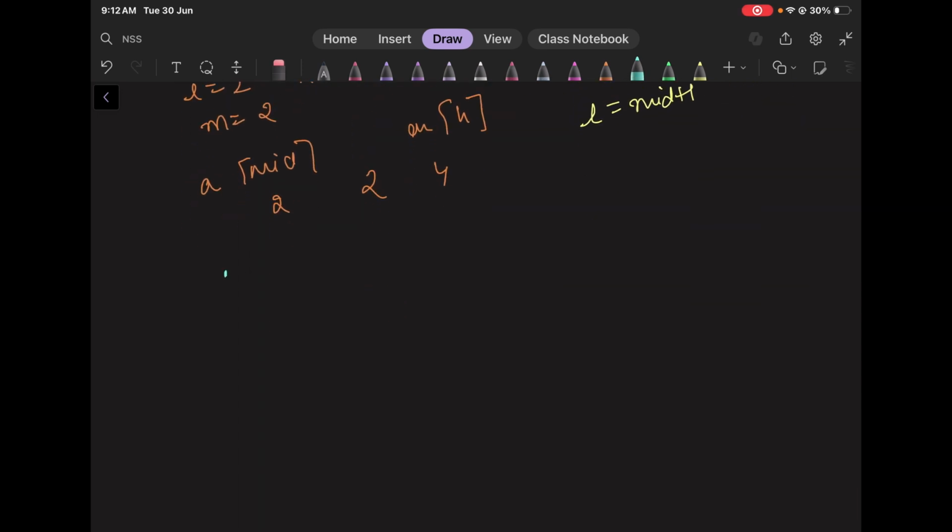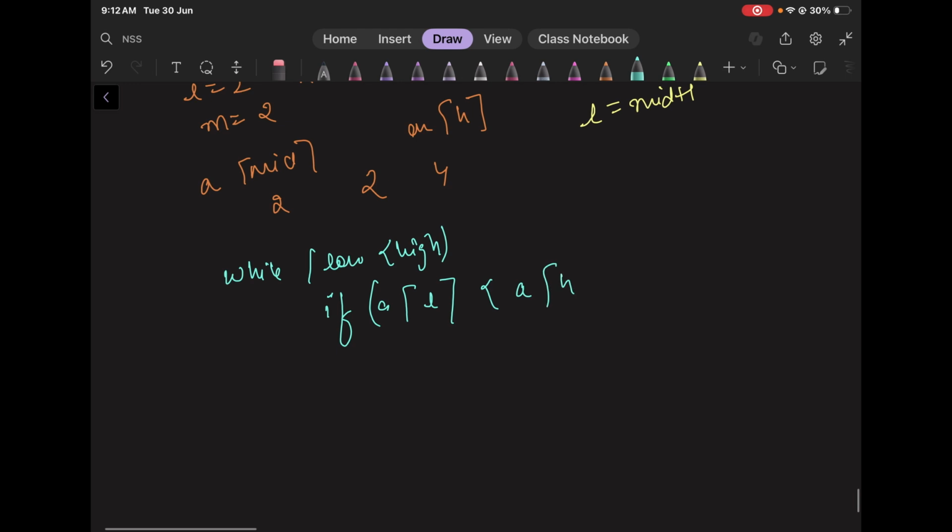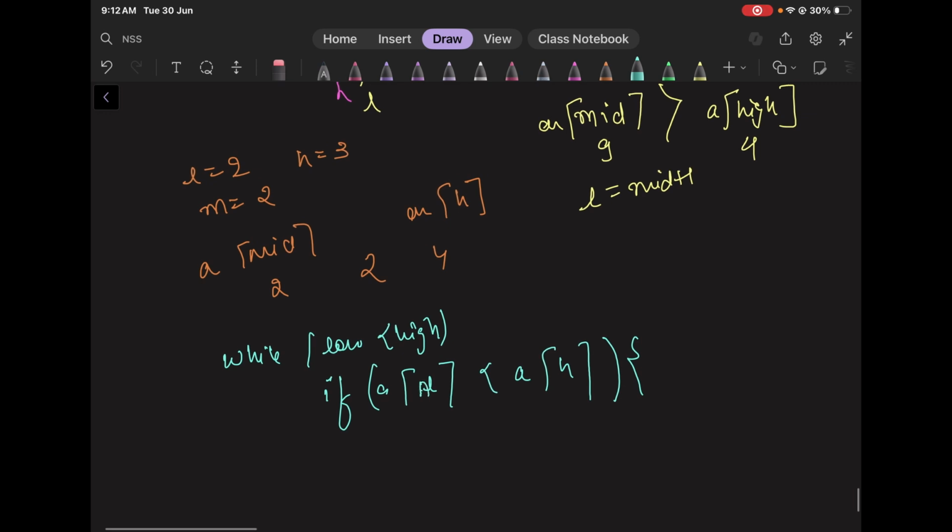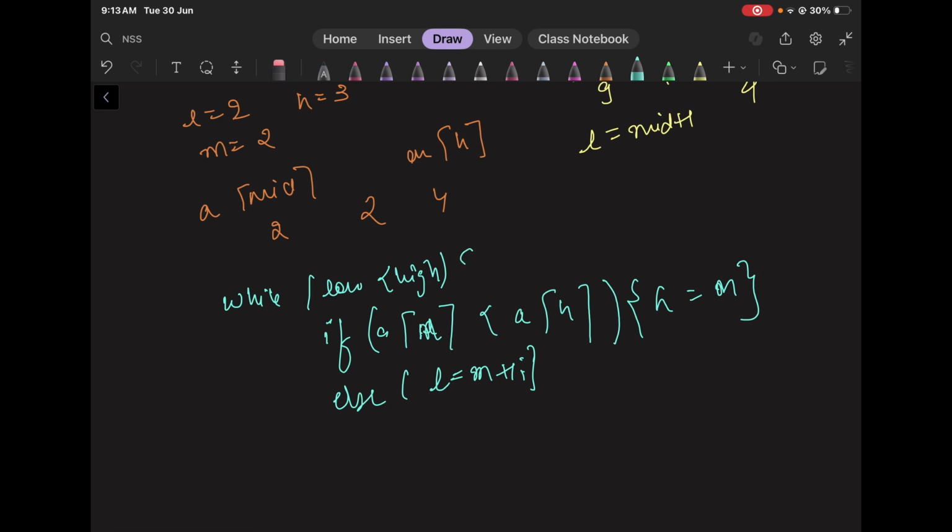So my while condition will be, while my low is less than high. In that case, this would be mid. If my ARR of mid is less than ARR of high, in that case I will update my high as mid, and in my else condition, wherein my ARR of mid is greater than ARR of high, I update my low to be mid plus 1. And after coming out from this loop I would simply return my low index.